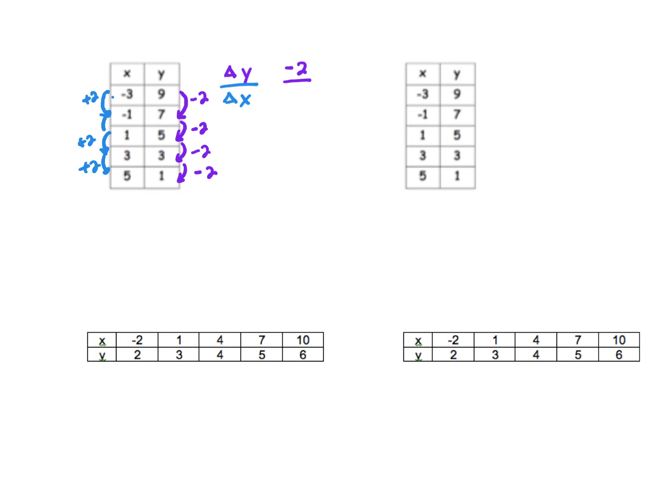And from -1 to +1, that would also be moving up 2. So our change in our axis is a constant rate of change. It's 2. So if I look at this, I need to reduce or simplify this. -2 divided by +2 would be -1. So we'd prefer to call the slope -1.